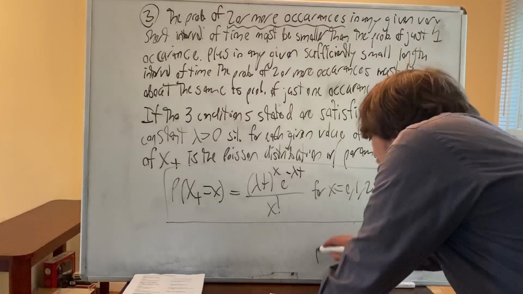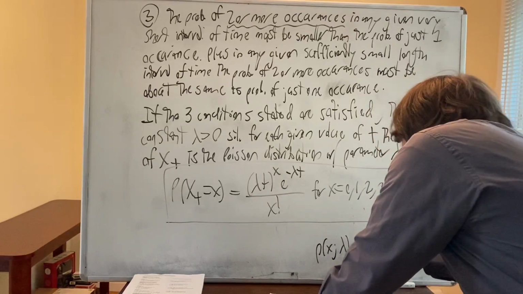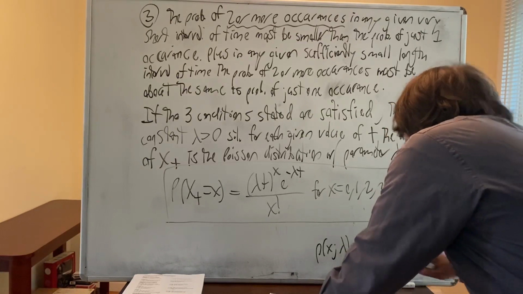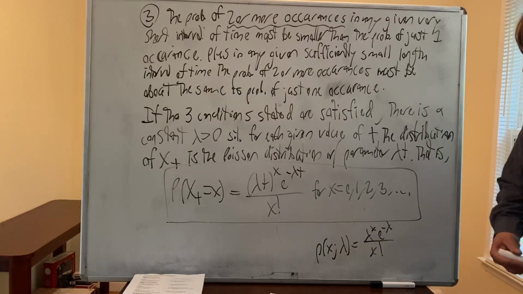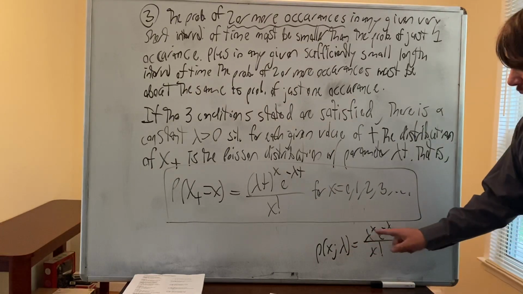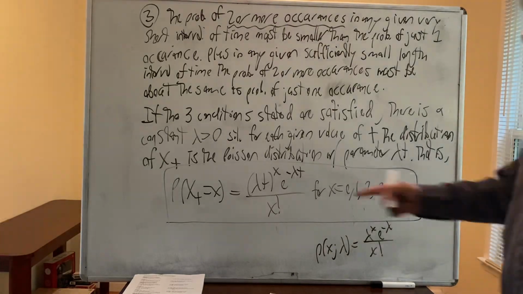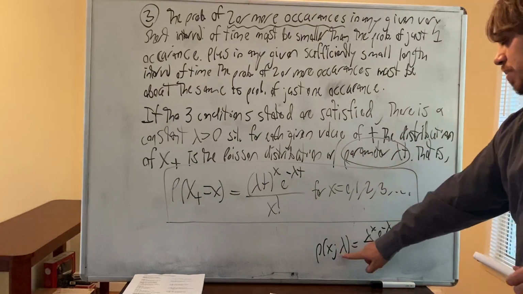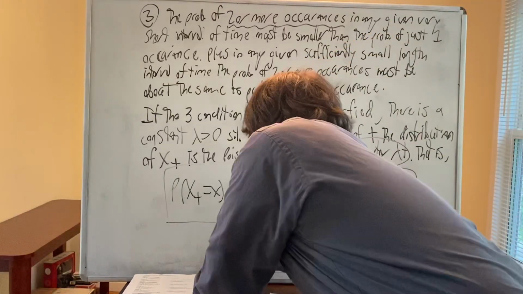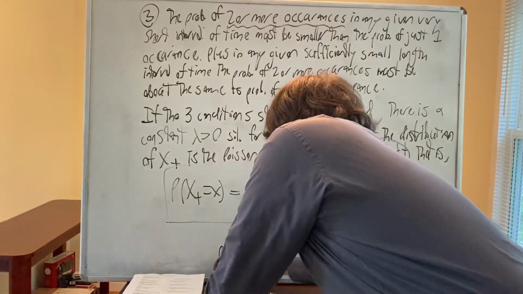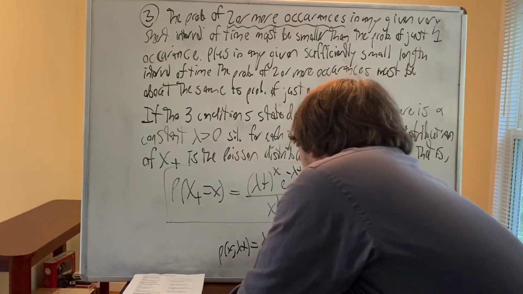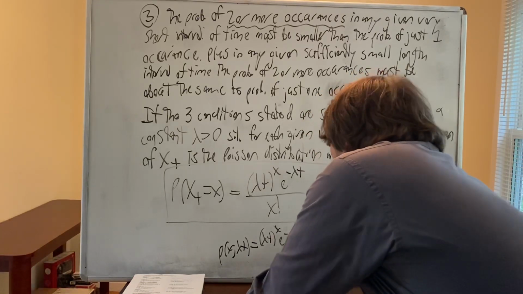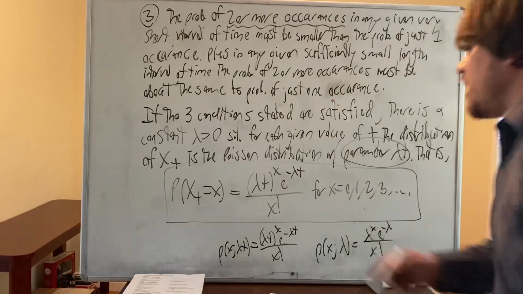Normally, the Poisson distribution with x and lambda as parameters would be lambda to the x times e to the negative lambda over x factorial. This is the Poisson distribution with parameter lambda t. So instead of lambda being your parameter, it's lambda t. You would substitute lambda t there, so it would be lambda t raised to the x power times e to the negative lambda t, divided by x factorial. That's what that is.